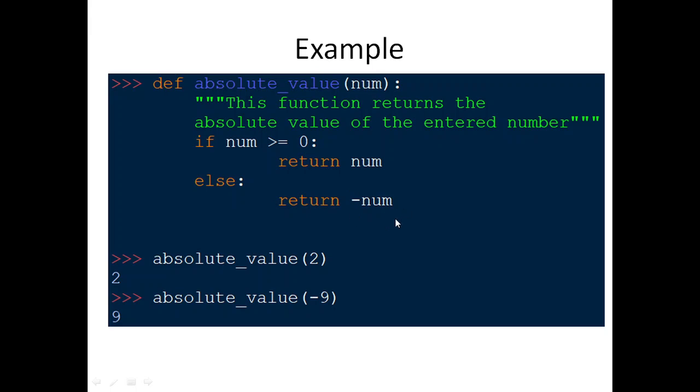So this is an expression. Minus num is an expression. It has to evaluate: if you are giving -5, what you have to do? You have to take the minus of -5. It will be +5. So the +5 will be returned.